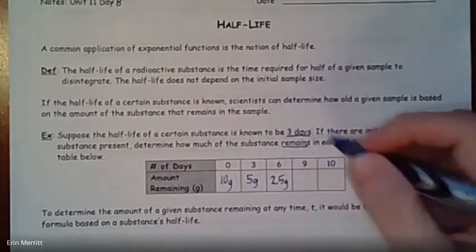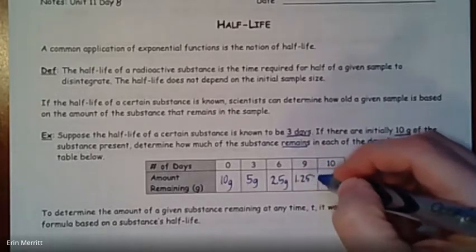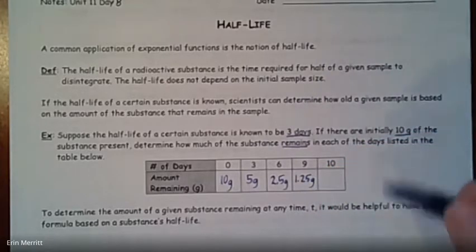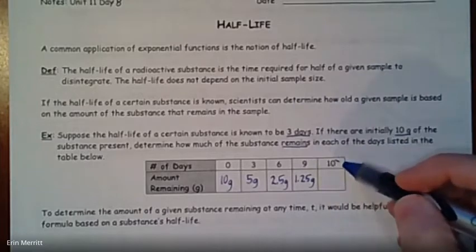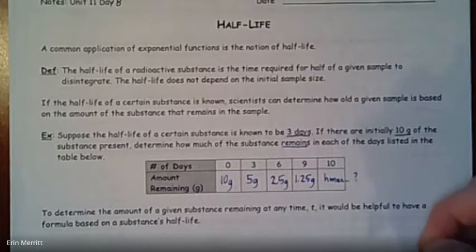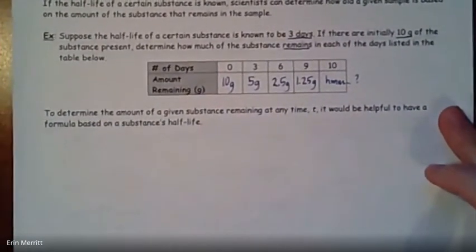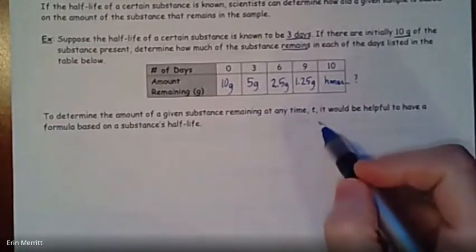So we go to 9 days in. Now it's half of that. So half of 2.5 would be 1.25. Where it gets tricky is what happens when it doesn't jump by a half. So for something like this, it's a little bit of a question mark. So we want to look at, as it says, determine the amount of a given substance at any time t would be helpful.